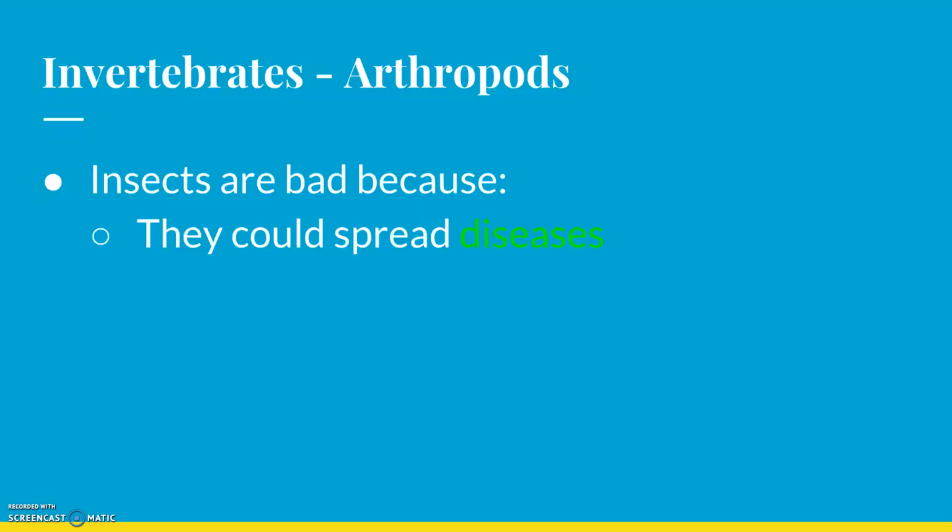Ticks can transfer Lyme disease. Ticks are an arachnid. They actually have 8 legs, so they're related to spiders. So there's all sorts of diseases that we really don't want to spread, so killing a bug every now and then is not going to hurt anything.